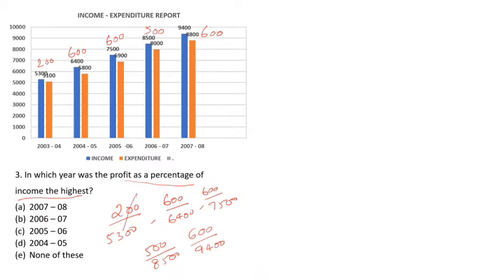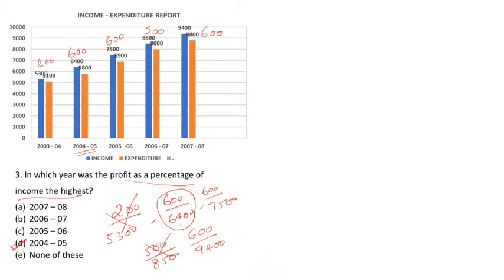200 out of 5,300 we can say is not the highest, and 500 out of 8,500 will not be the highest. These 3 are 600, 600 and 600. But here the highest value will be the one which has the lowest denominator. So this value is the highest, 600 out of 6,400. So that we have in 2004-5. So accordingly 2004-5, answer D will be our correct answer.